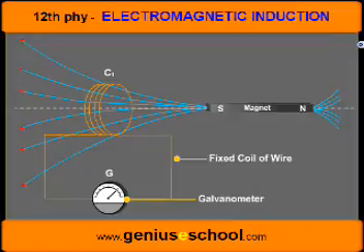When the bar magnet is held fixed and the coil C1 is moved towards or away from the magnet, the same effects are observed. It shows that it is the relative motion between the magnet and the coil that is responsible for generation of electric current in the coil.